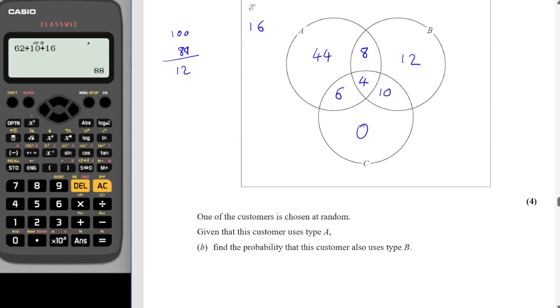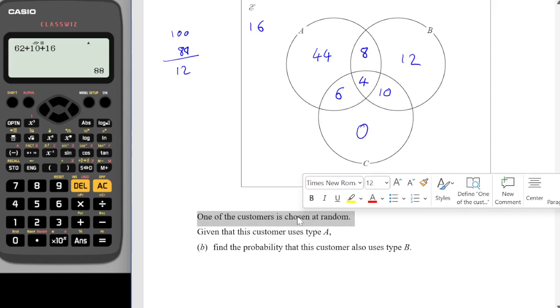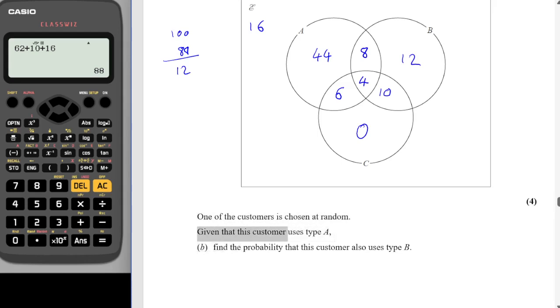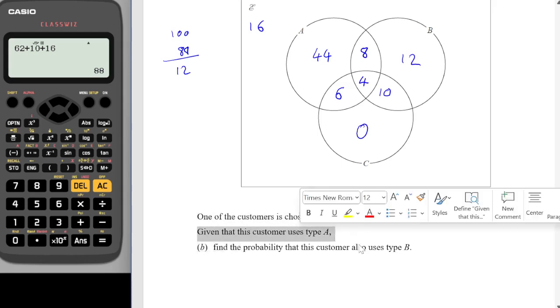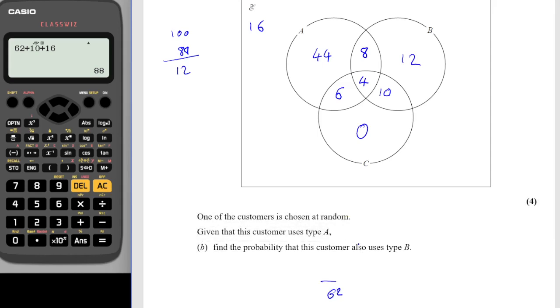One of the customers is chosen at random. Given that the customer uses type A, find the probability that the customer also uses type B. I don't like the wording of this particularly, because that line almost implies that it's out of 100. But that line says quite clearly, given that they use type A. So we've got 62 people that use type A. Find the probability that the customer also uses type B.